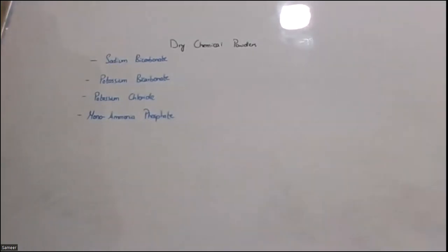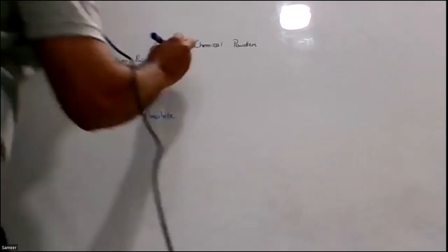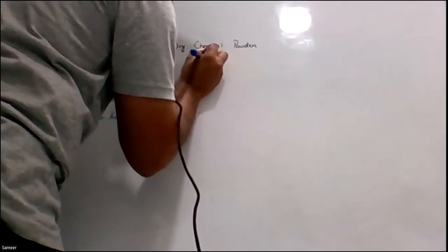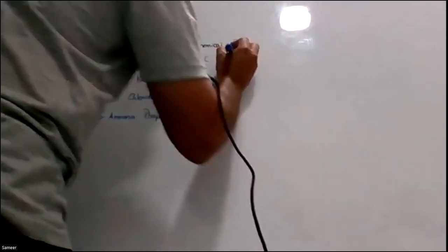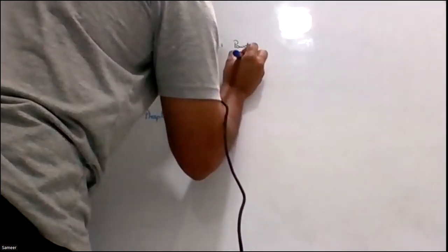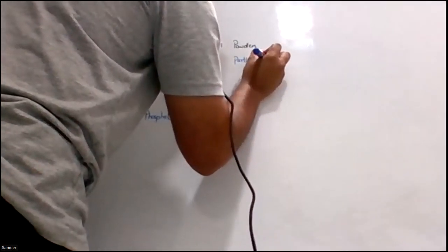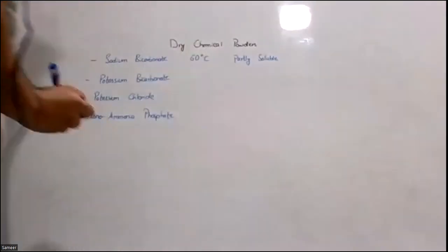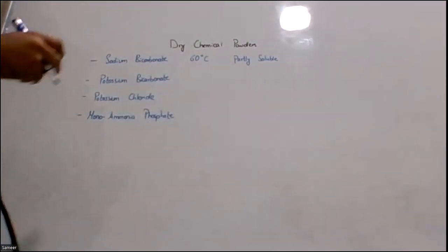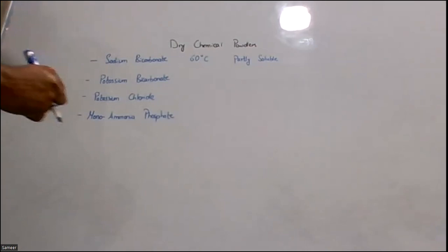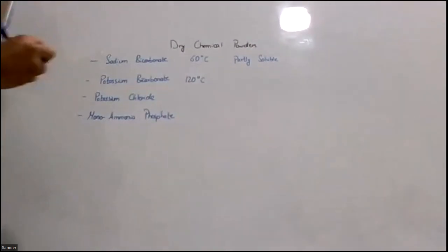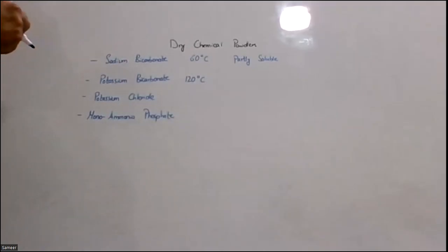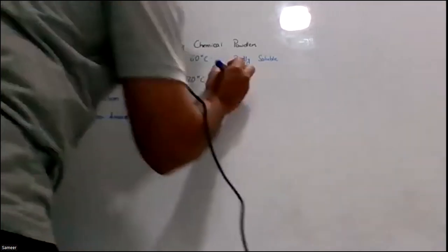Sodium bicarbonate has a decomposition temperature of 60 degrees Celsius, and it is partly soluble in liquid. Potassium bicarbonate has a decomposition temperature much greater than sodium bicarbonate, twice that, 120 degrees Celsius, and it is not soluble in water.